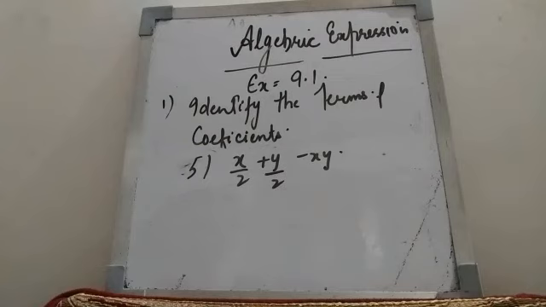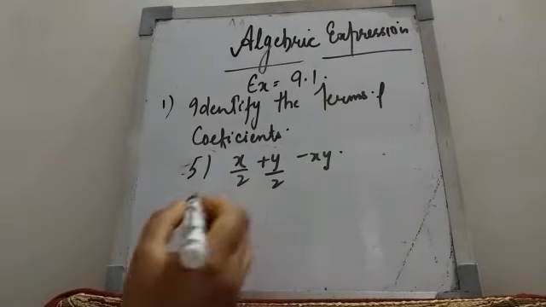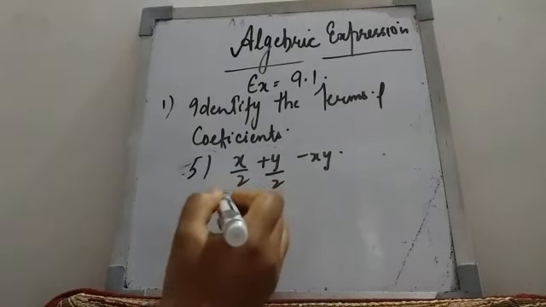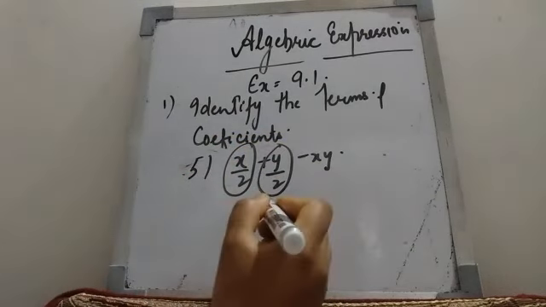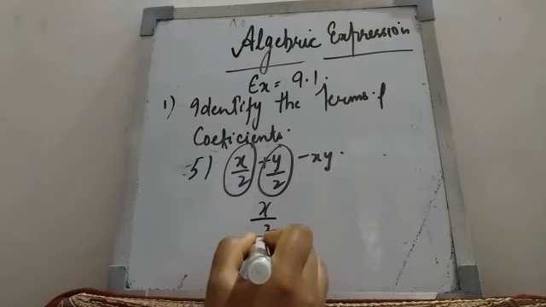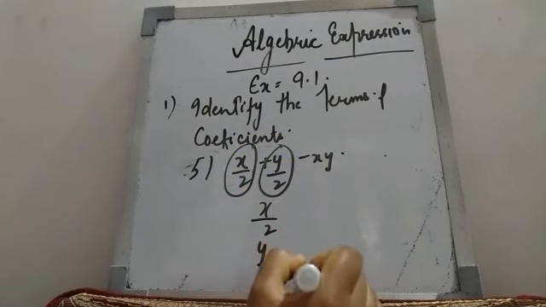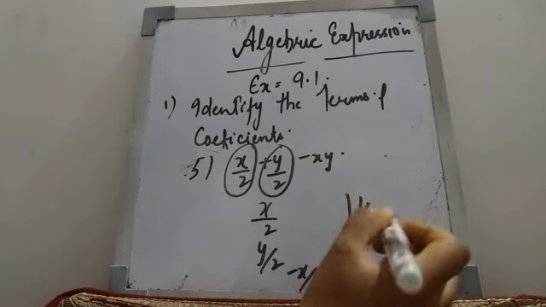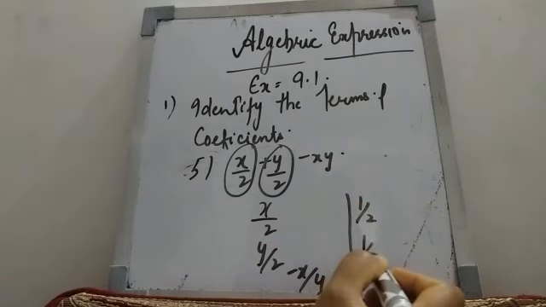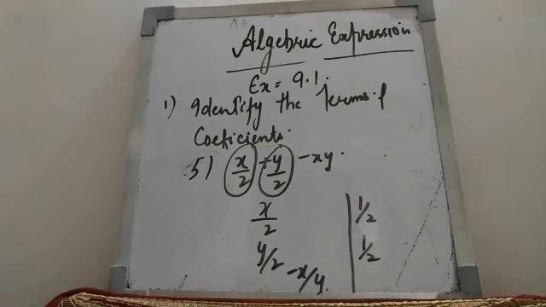Now how many terms are there in this part? Again 3 terms: x by 2, y by 2 and minus xy. I write it separately, x by 2, y by 2 and minus xy. Then what is the coefficient of x by 2? It is 1 by 2. Then y by 2, 1 by 2. Then what is the coefficient of xy? It is minus 1.